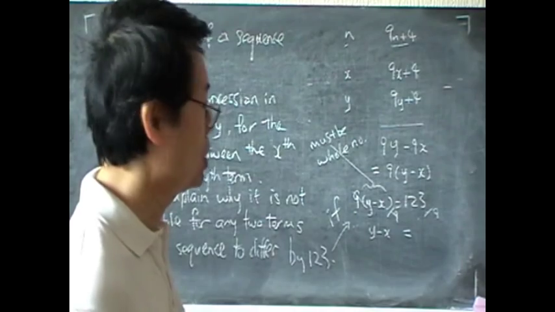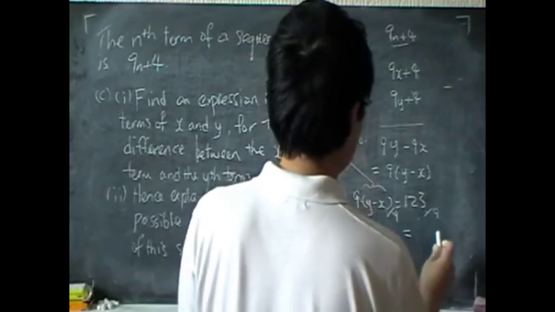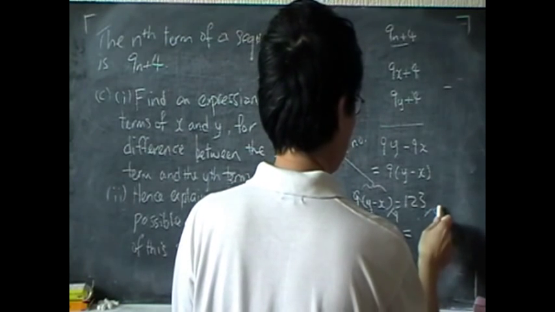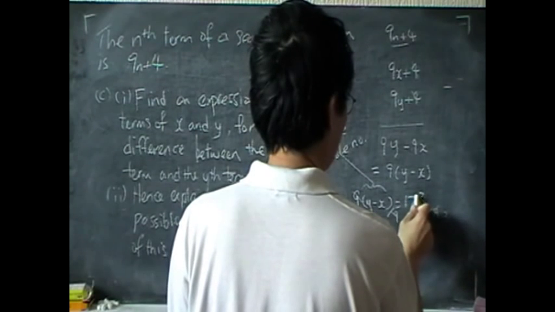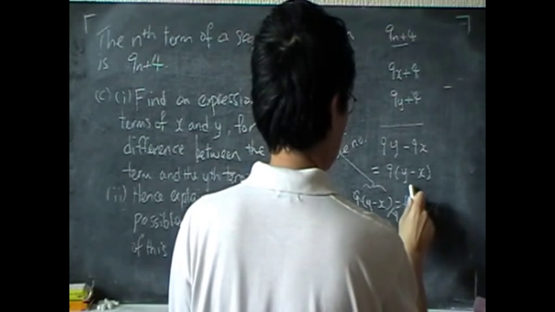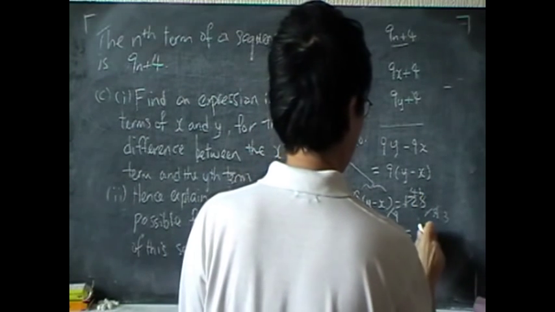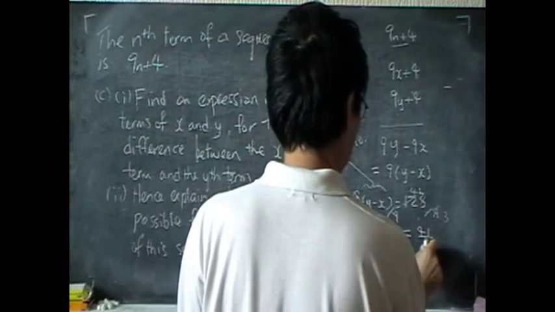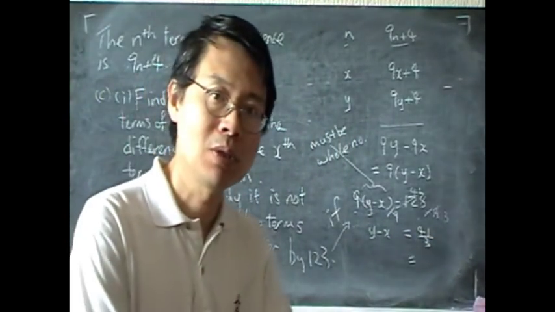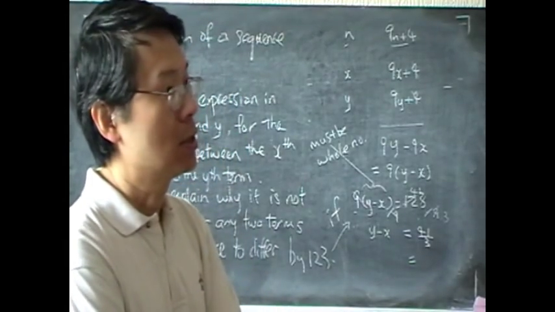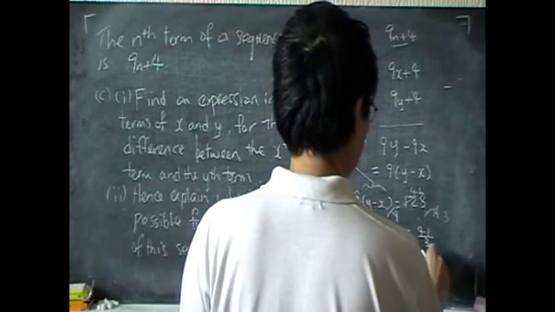Is 123 divisible by 9? Well, 123 is divisible by 3. So let me do the cancelling here. If I divide 9 by 3, I get a 3. If I divide the 12 by 3, I get a 4. 3 by 3, I get a 1. And I have 41 over 3. Is 41 divisible by 3? Not really, no.